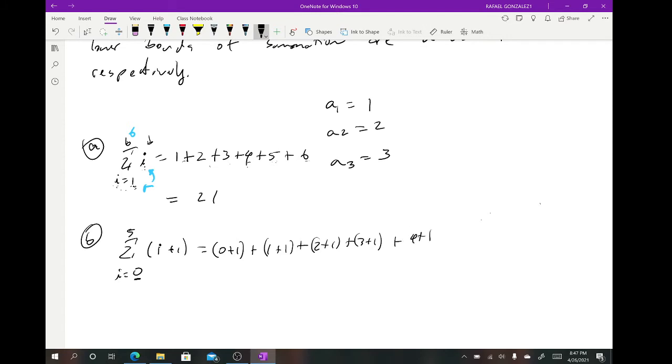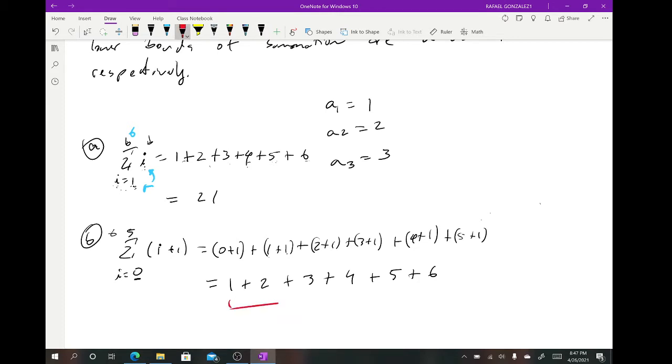Plus 4 plus 1 plus 5 plus 1. And we stop at 5 because that's the upper bound of the sum. So it's equal to 0 plus 1 is 1, 1 plus 1 is 2, 2 plus 1 is 3, 3 plus 1 is 4, 4 plus 1 is 5, and 5 plus 1 is 6.